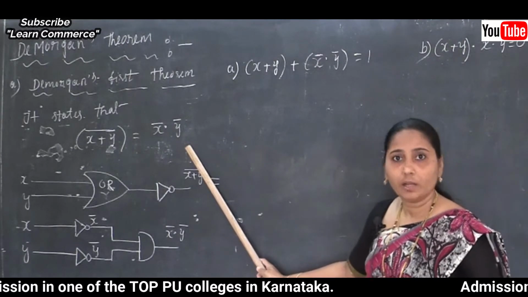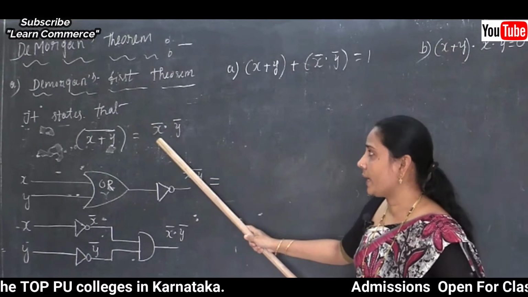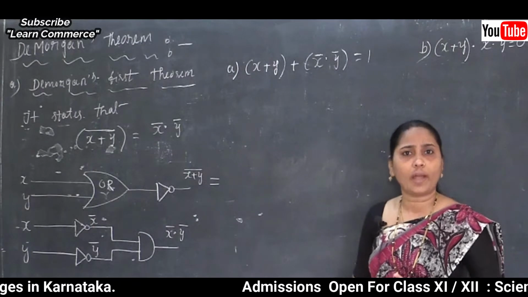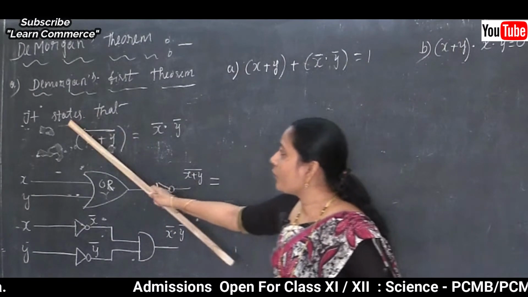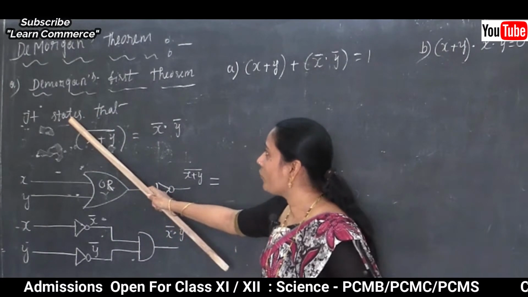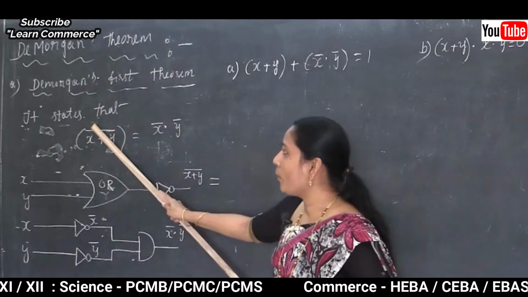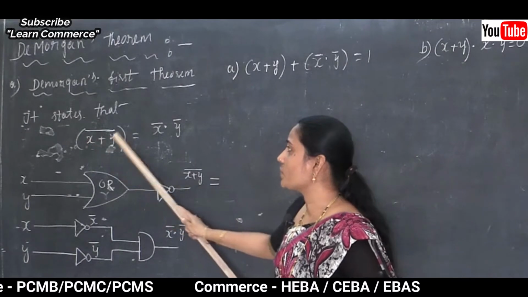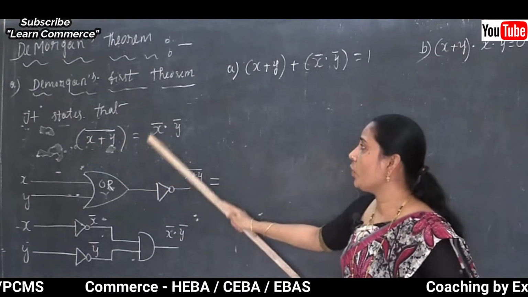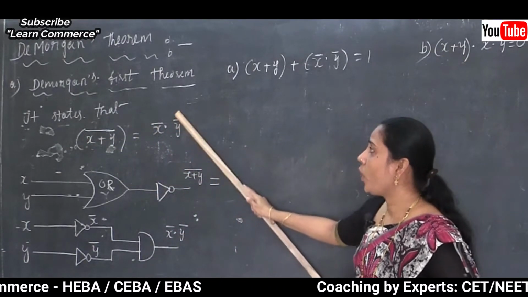Clear this point? We can say it as not x also, otherwise the complement of x. So the De Morgan's first theorem is the complementation of x plus y, otherwise (x + y)' is equal to complement x and complement y.